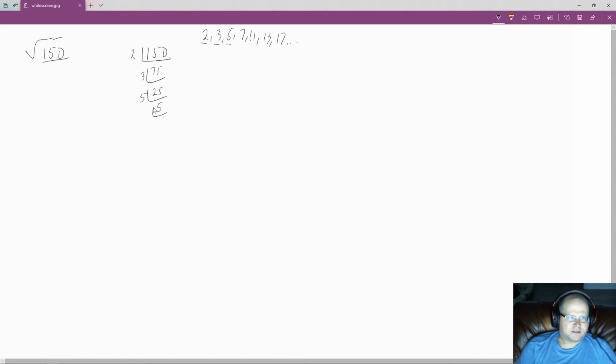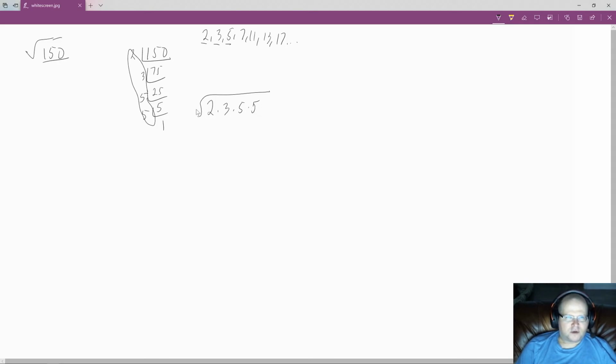25 divided by 5 is 5. I can divide 5 by 5 again. I get a 1. When you get a 1, you know you're done. So that means the prime factorization is 2 times 3 times 5 times 5. So now I rewrite the square root of 150 as the square root of 2 times 3 times 5 times 5.